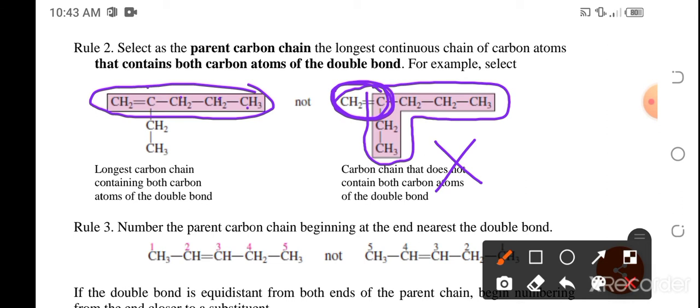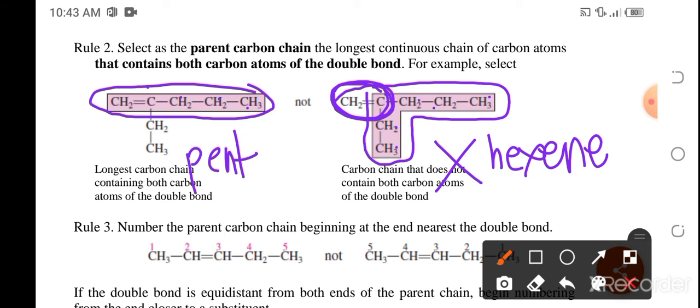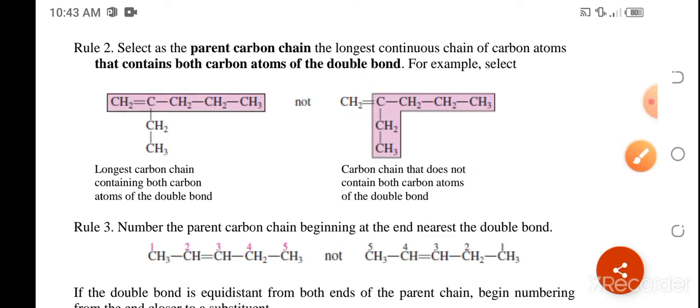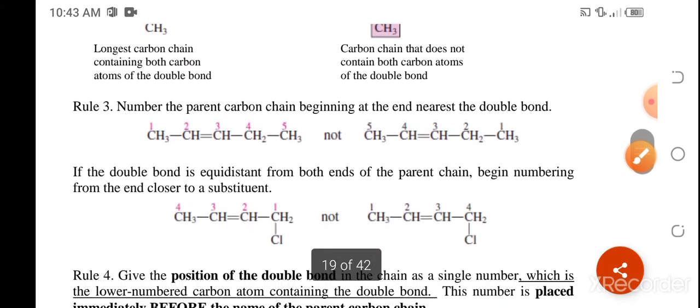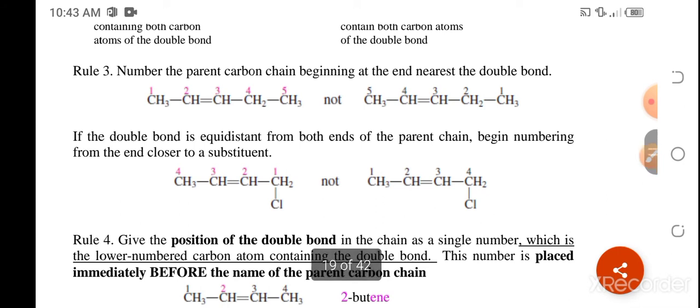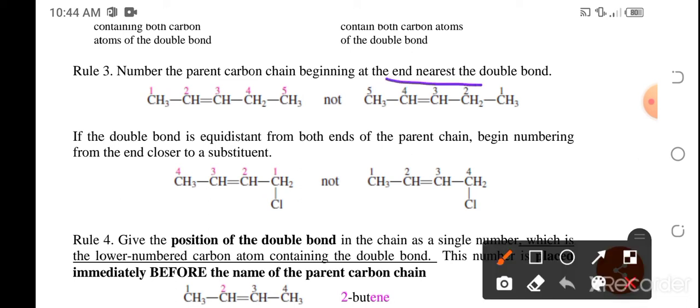So, for this particular example, we are not choosing hexene to be our parent chain, not because they have 6 carbon atoms, but rather we are choosing pentene, okay, only 5 carbon atoms that bears the carbon-to-carbon double bond. Okay, maliwanag. And after choosing the parent chain, still having the longest and that bears the double bond, we have to number it this time nearest to the double bond.